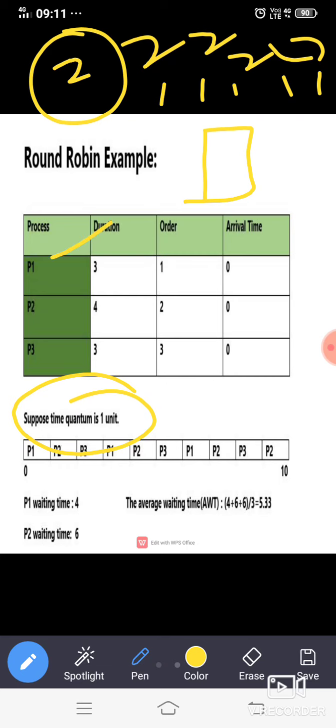So for P1, I'm going to give 1 second. After that, I'm going to take P2 into consideration and execute P2 for 1 second. Again, immediately I will shift to another process, that is P3.